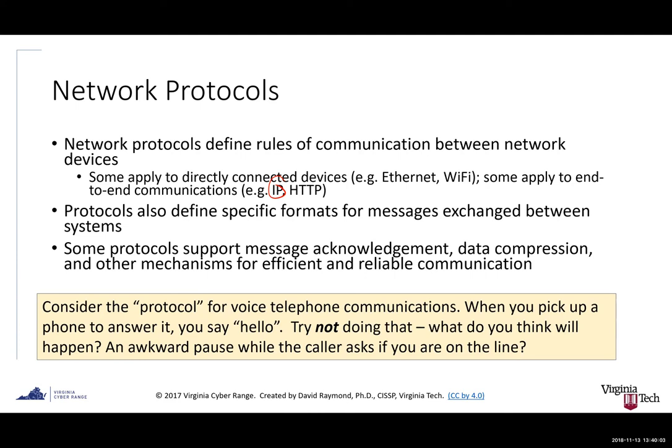And then the third bullet here: some protocols support message acknowledgement, data compression, and other mechanisms for efficient and reliable communication. When these protocols first came out, they were sort of rudimentary, right? But they quickly evolved to include techniques for reliable communication, because it's certainly possible, especially over a wireless connection, where you might get interference, and you're sending bits, right?